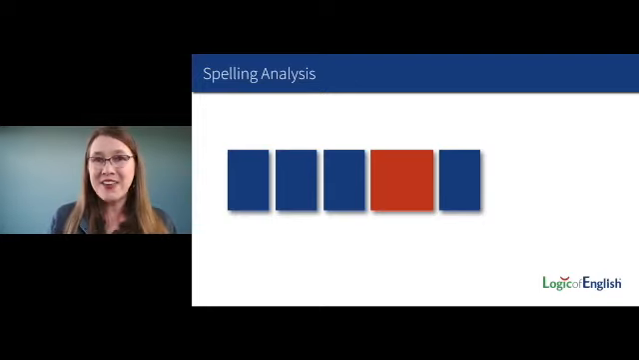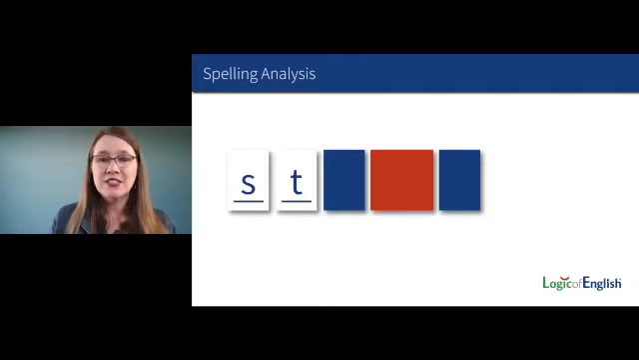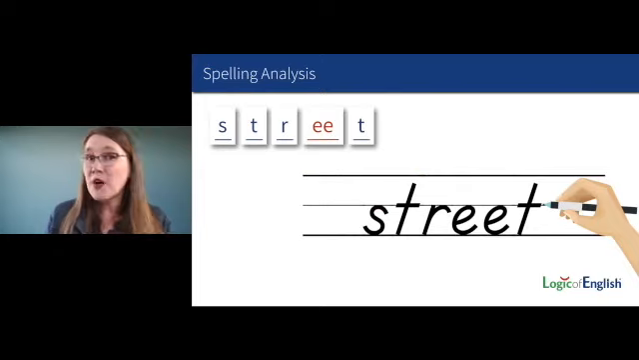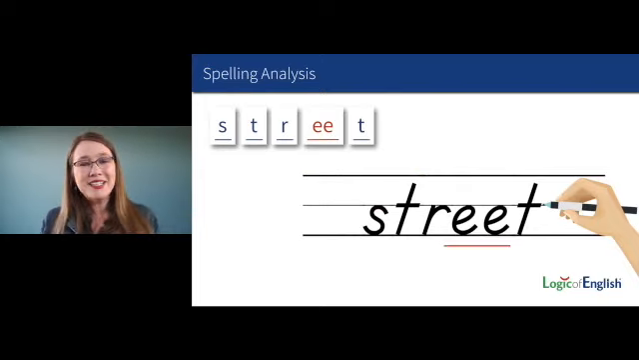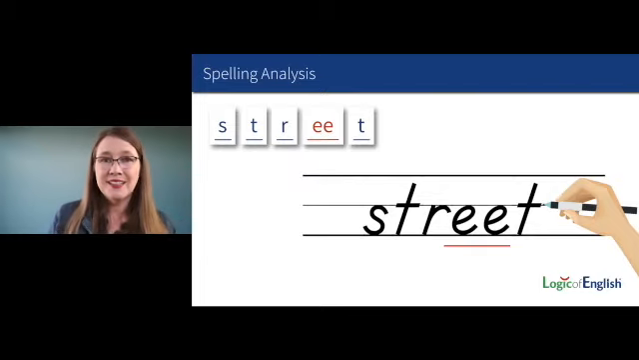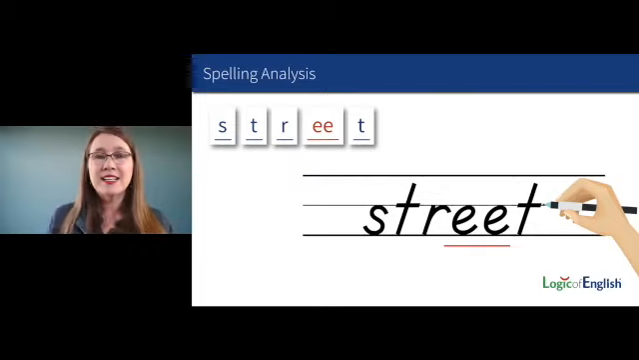Now let's write it together. S, t, r, e, t. And how will we mark it? You're right, we'll underline the E-double-E because those letters are working together to say E. Let's sound it out. S, t, r, e, t, street.